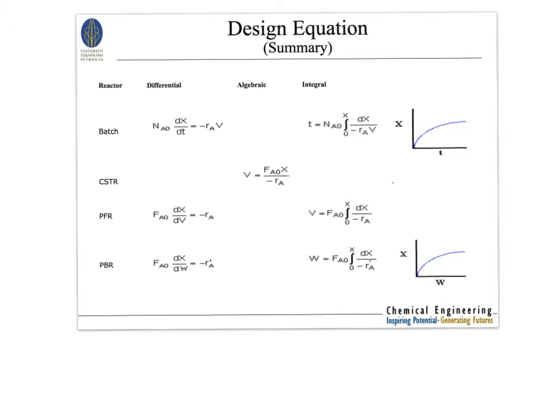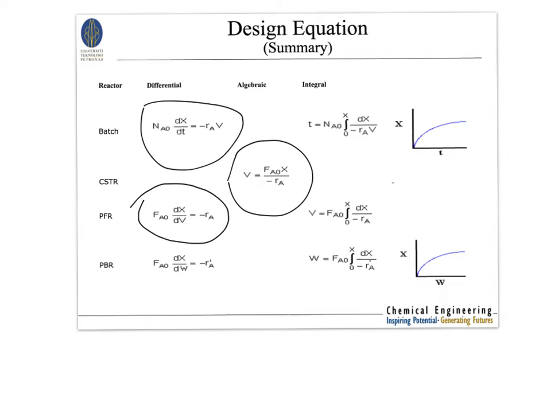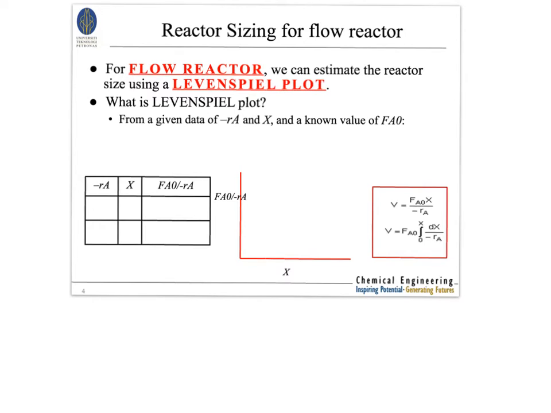These are the summary of all the design equations, so you should at least be able to memorize the differential form of the equation. So for batch it is this one, for CSTR it is the algebraic form, for PFR it is this one, and the last one for PBR is this one. Okay, so first we look into the reactor sizing for flow reactors. When talking about reactor volume, we only refer to flow reactors. For a batch reactor, the design equation is used to determine the reaction time required for a particular process.